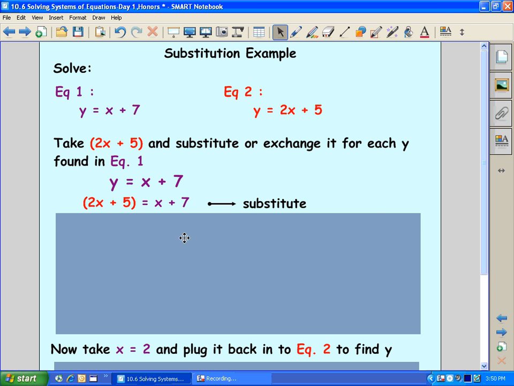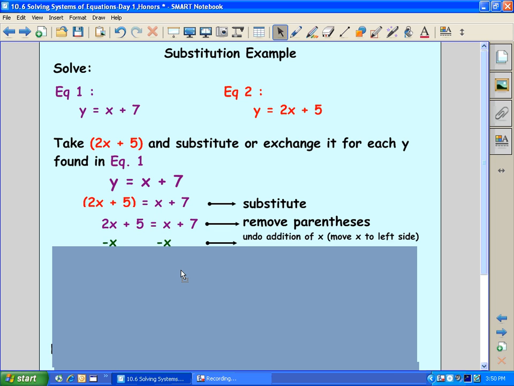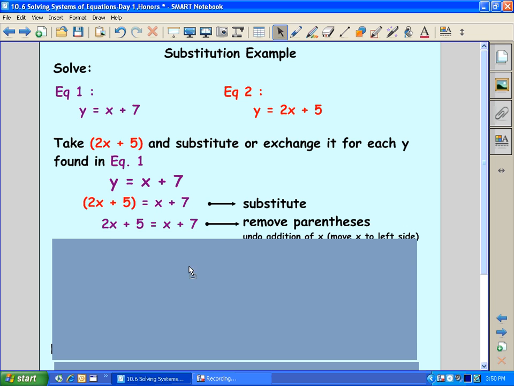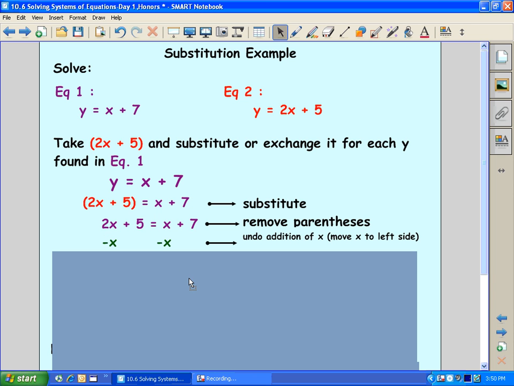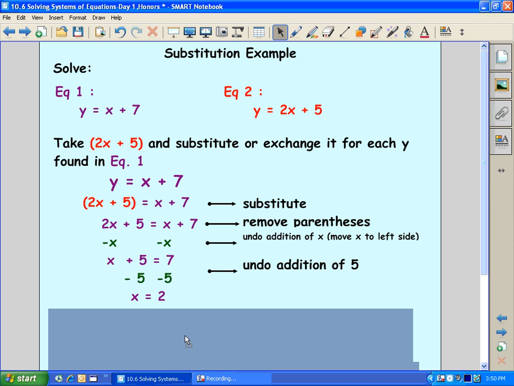Okay, what do I do now? Well, let's get rid of the parentheses. That might make it a little bit easier. Remember how we've been moving the variables to one side and the numbers to the other side? So when we're done with this, we're going to get the value of x. If I subtract x from both sides, I should have x plus 5 equals 7. Subtract 5, I get x equals 2. So I substitute in for the y, 2x plus 5, and I get x equals 2.